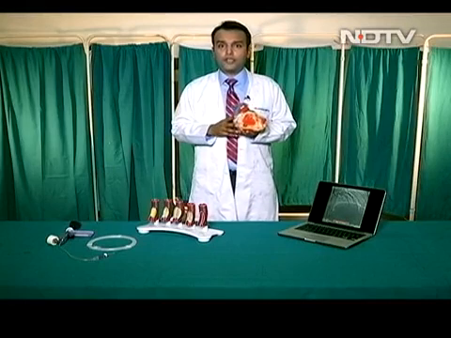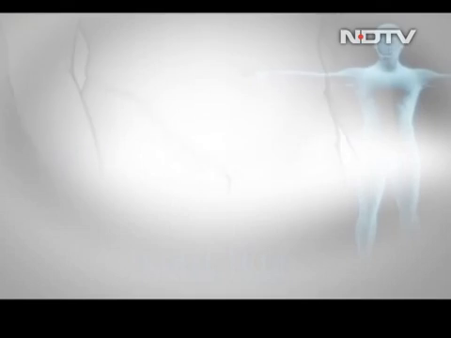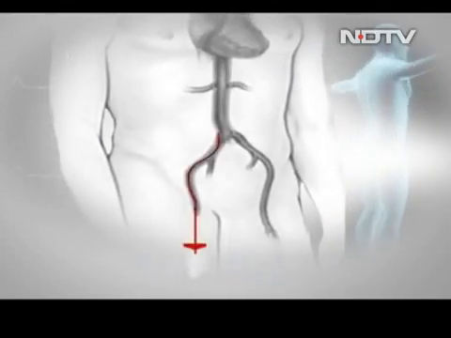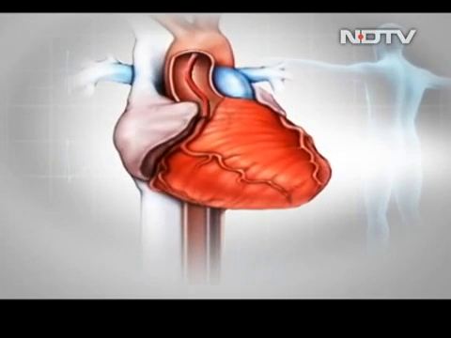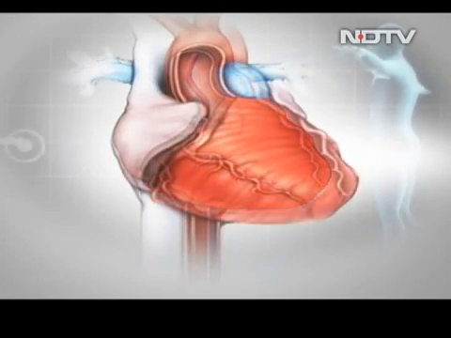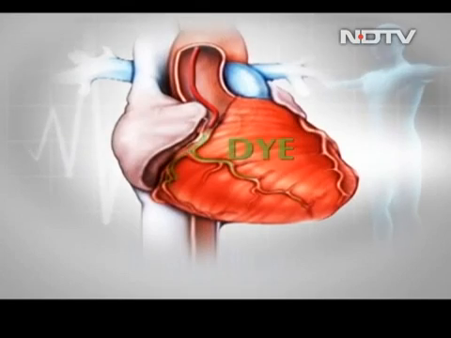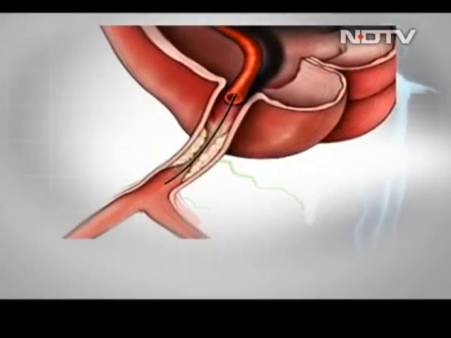The best way to look at these arteries is by a coronary angiogram. A catheter is taken either through your wrist or through the groin. They take the catheter all the way up into the heart. They release dye, and using specialized X-rays, look for blockages.